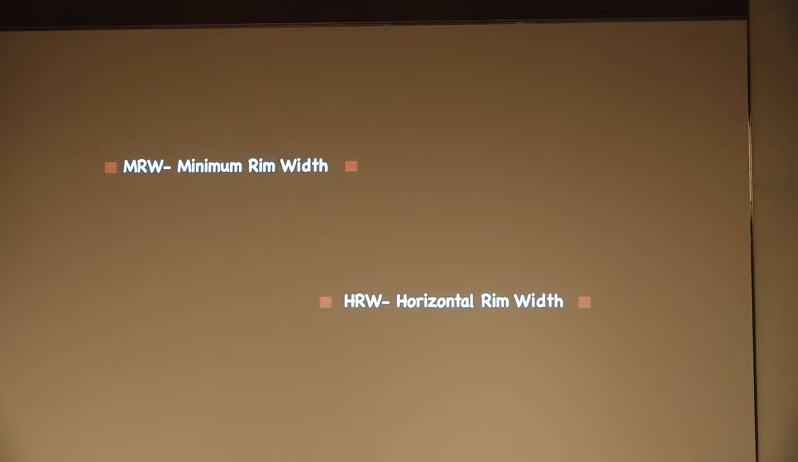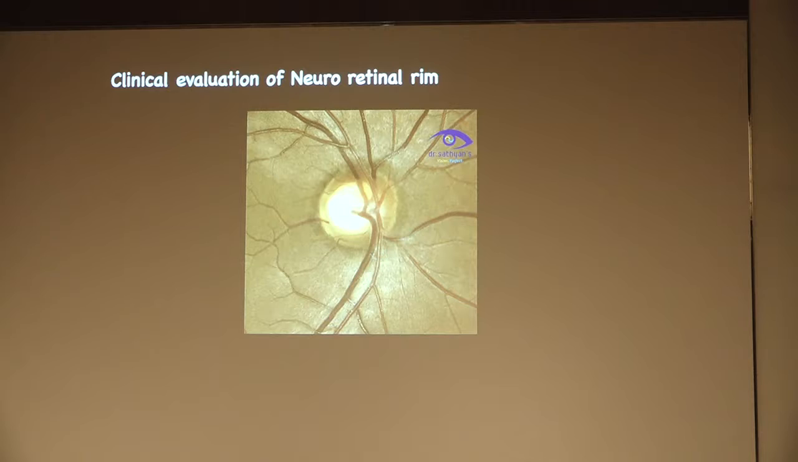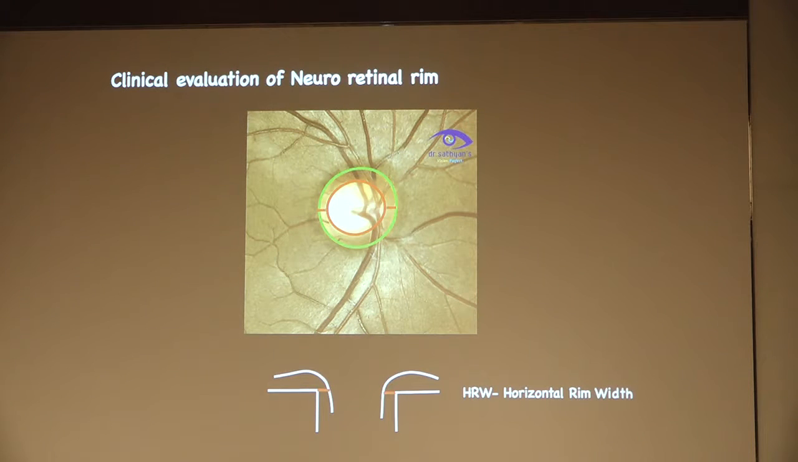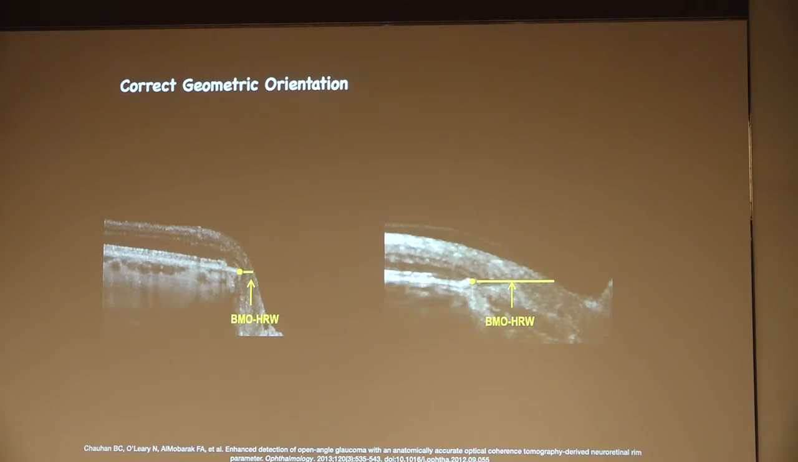Now the next term that we have to know is what is the minimum rim width and what is the horizontal rim width. When we are doing clinical evaluation, what we see here is a scleral lip, and this is a cup margin. So the horizontal distance between the disc margin and the cup margin is the horizontal rim width. We say that the BMO MRW is better than the BMO HRW. Let's see why. Because the geometric orientation of the axons is not the same throughout the same eye. If you take one particular eye, some of the fibers can dip down perpendicular, some can go parallel.